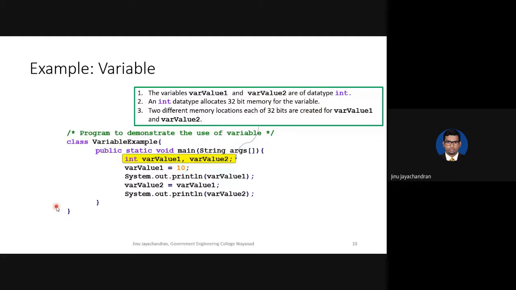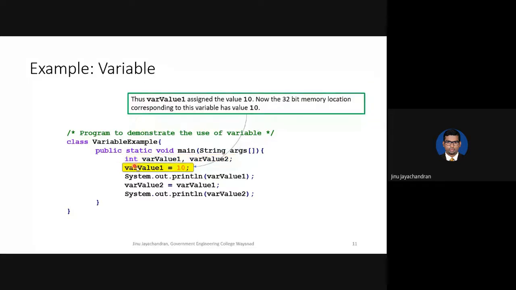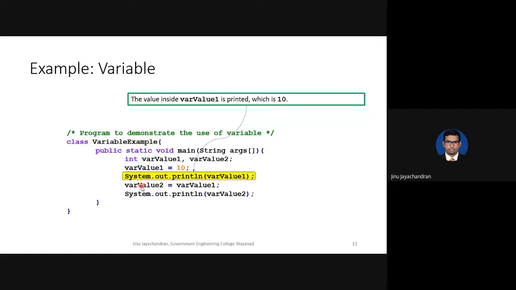So this is a simple program, a Java program only. We have defined a class called variable example. There's a main function. So we have declared variables called var value 1 and var value 2, which are of integer data type. Then we are assigning an integer value 10 to var value 1. Then we are printing that value. We have seen last class, we use system.out.println to print the var value 1 value.